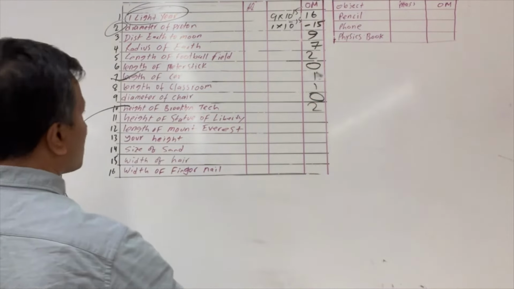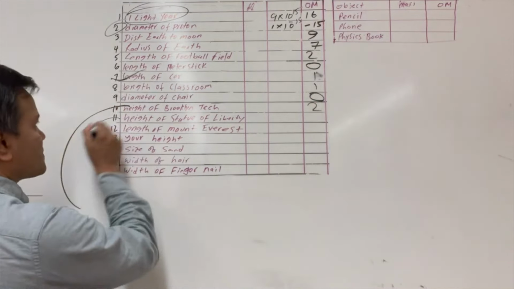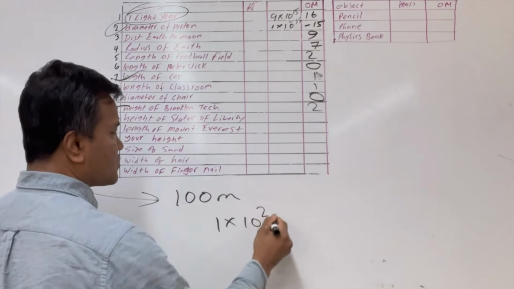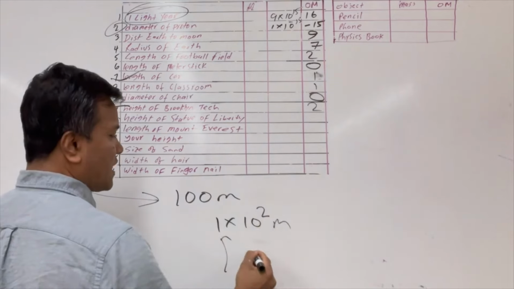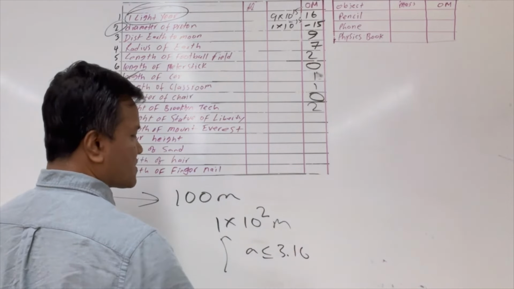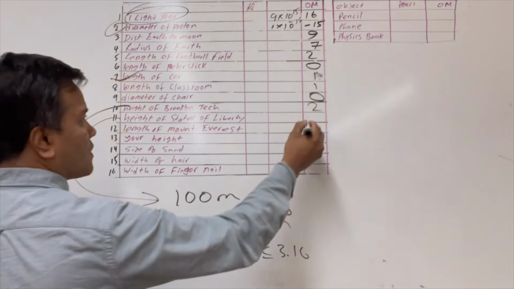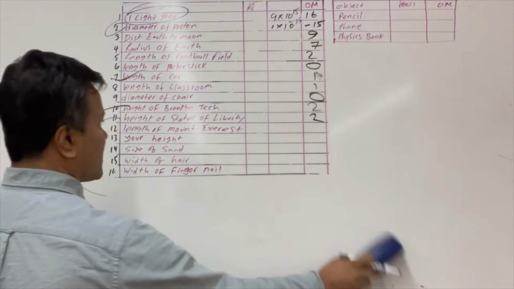Now we're going to do height of the Statue of Liberty. The height of the Statue of Liberty is half the Brooklyn Tower, so 1 times 10 raised to 2 meters. A is again less than 3.16, so B plus 0. All right, 2.